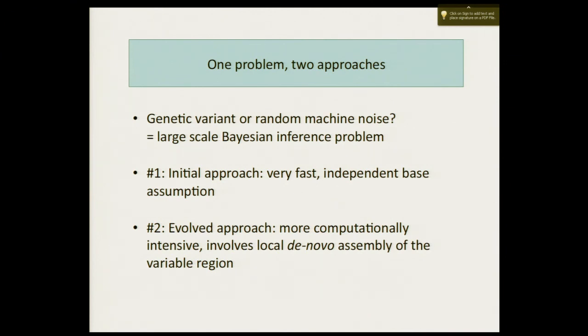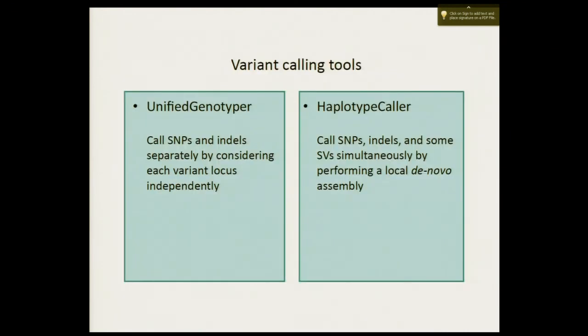We use a Bayesian framework to actually solve this. As I was saying, we have two approaches. I'm going to focus first on this initial approach, which is Unified Genotyper, which is very fast, but it has some limitations. The idea of Unified Genotyper is that you walk through the genome, and at each position in the genome that you're interested in, at each locus, you ask, is there evidence for variation or not?